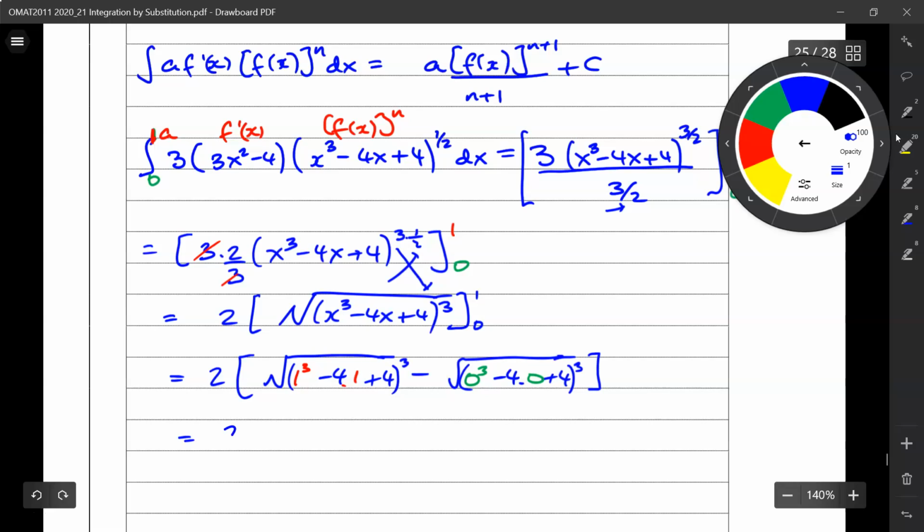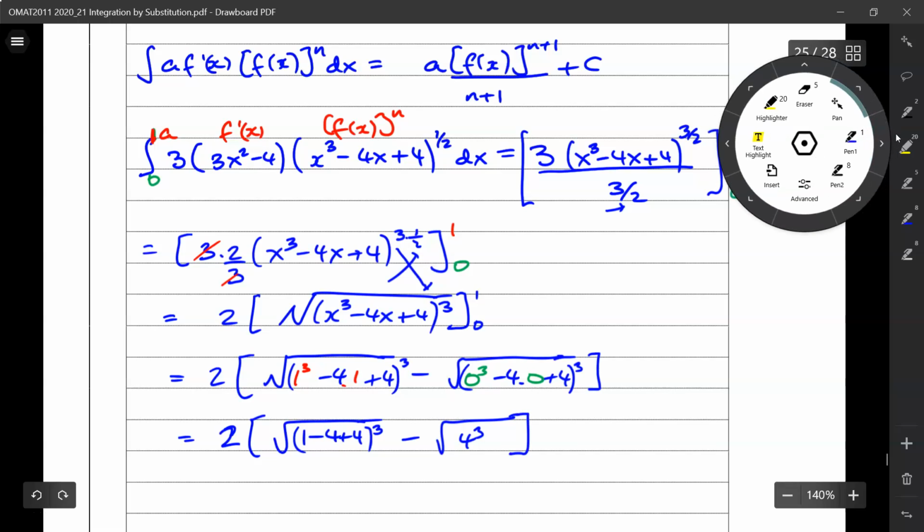So then that gives me 2 times the square root of, and you can see in here, that's going to be 1 minus 4 plus 4. So you can see I'm going to be just left with a 1 in there. And here what I have is 0 plus 0 plus 4 cubed.